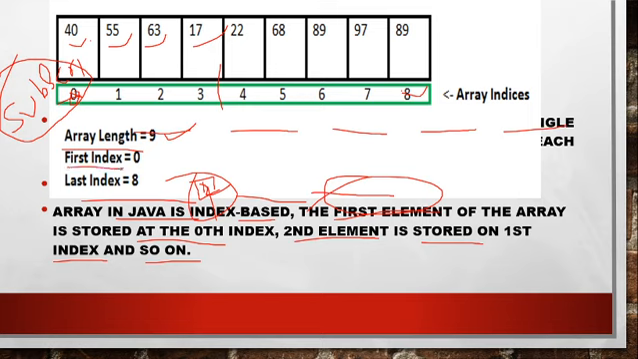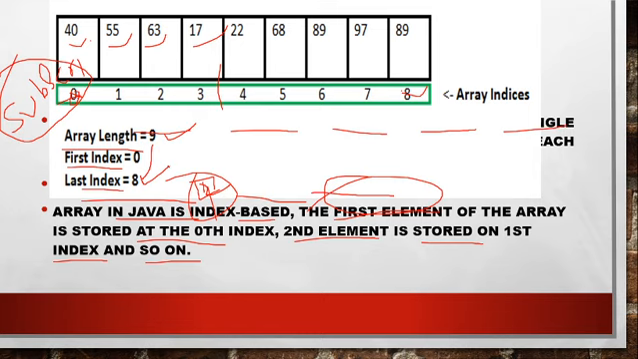So a particular value we can use whenever we require. Always remember the first index of an array is 0 and the last index is size or length minus 1. Length minus 1 means what? If the length is 9, the last index is 8.